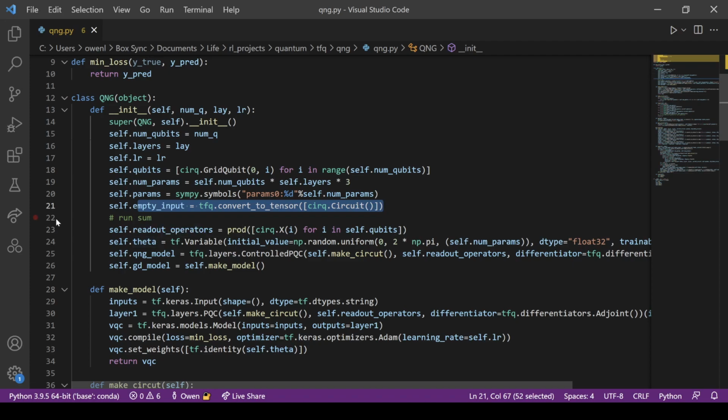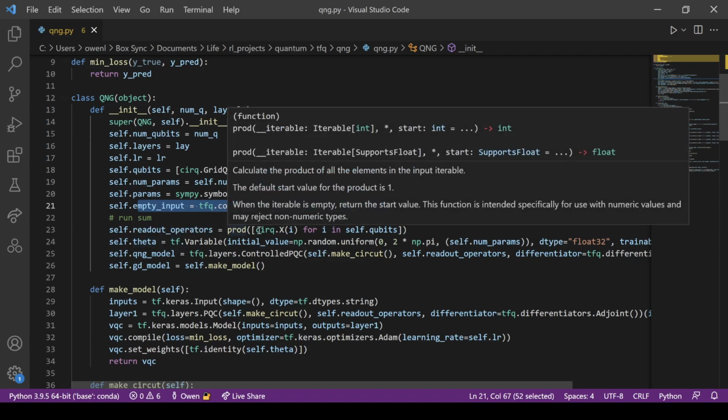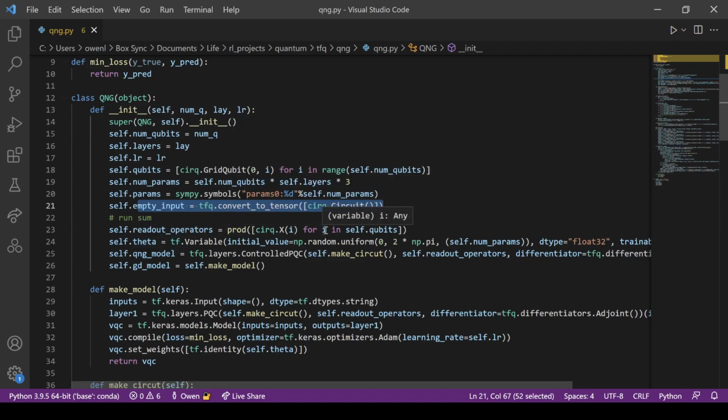For the readout operators, we have two kinds. We have the sum of the outputs in the x basis and the product of the outputs in the x basis, just to be different, I guess. There wasn't any particular reason for sum versus product.